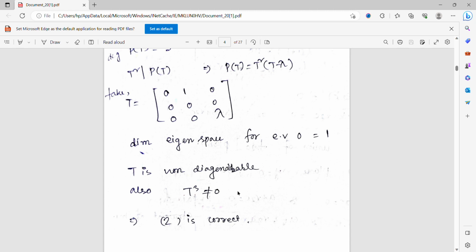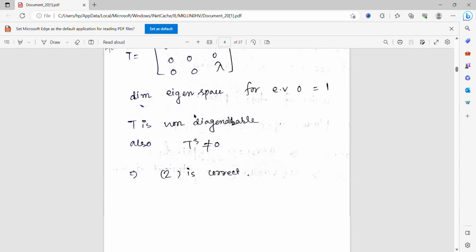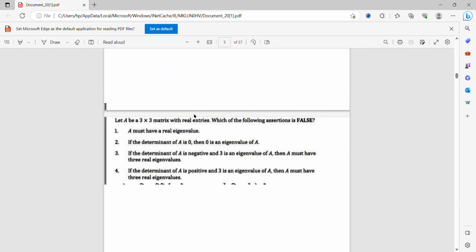So only option 2 is correct, because we know that if a polynomial of degree 3 has at least 2 real roots, then all the roots must be real, because complex roots occur in conjugate pairs. I mean, if a + ib is a root, then a - ib is also a root of this real polynomial. Since it is already given that t square divides p(t), all the roots of p(t) are real. So the second statement is true. It is a very simple problem. Now come to the third one. Let A be a 3 cross 3 matrix with real entries.